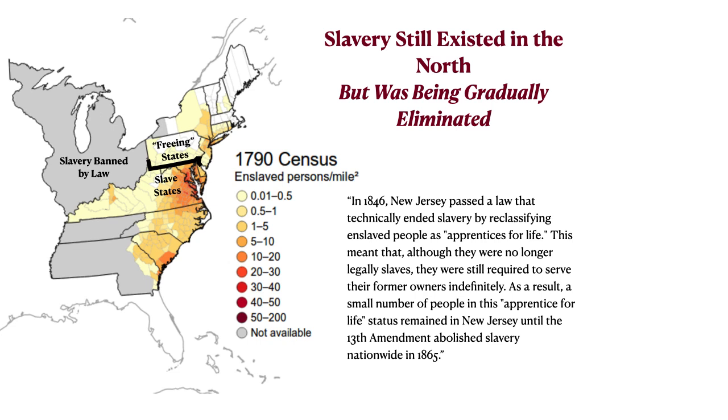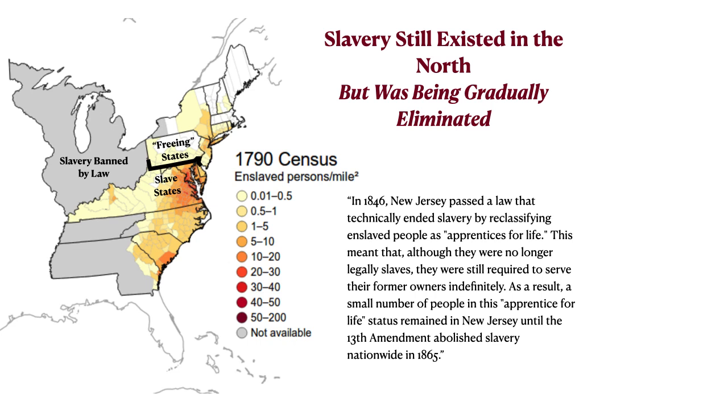And I'll draw your attention particularly to New Jersey, which was the least free of the free states. I have a quotation here. You could read that on your own. But it notes that in 1846, New Jersey passed a law that technically ended slavery by reclassifying enslaved people as apprentices for life. Slaves, in other words. And there were still quite a few enslaved people in New Jersey at the time that the 13th Amendment abolished slavery after the Civil War.